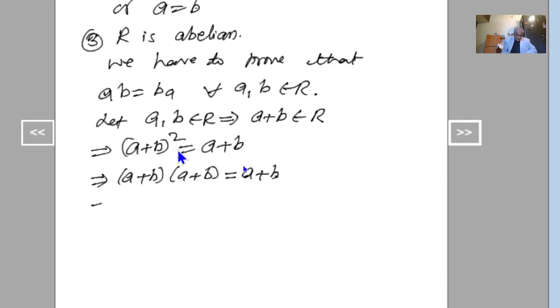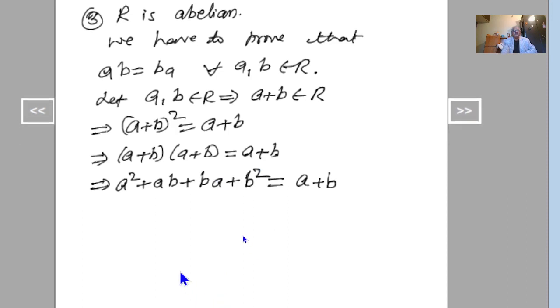Okay. And this implies, by the distributive law, we can write this as A into A plus A into B plus B into A plus B into B. So first A into A is A square, plus A into B is AB, plus B into A is BA, plus B into B is B square, equal to, on the right hand side, A plus B. Now we have A square equal to A and B square equal to B. So we can write this as A plus AB plus BA plus B, equal to A plus B.